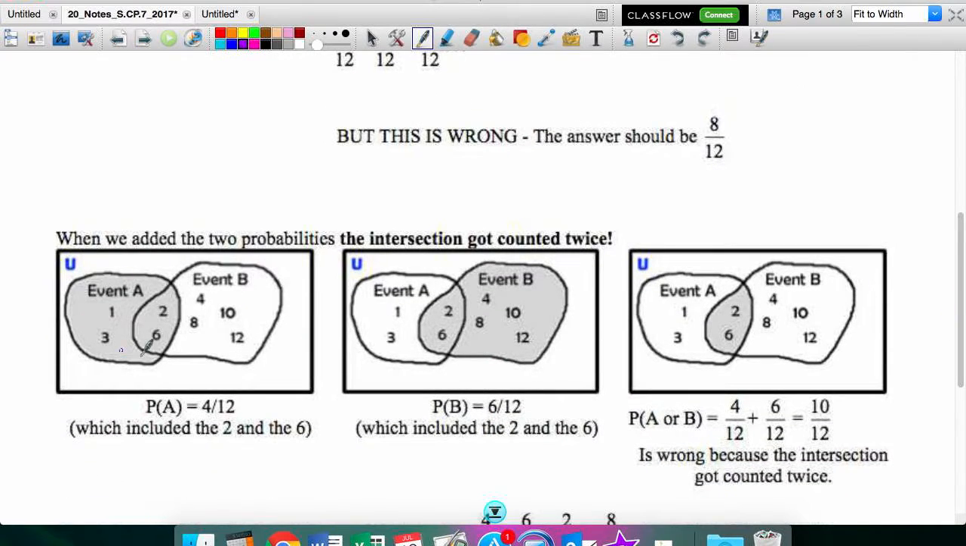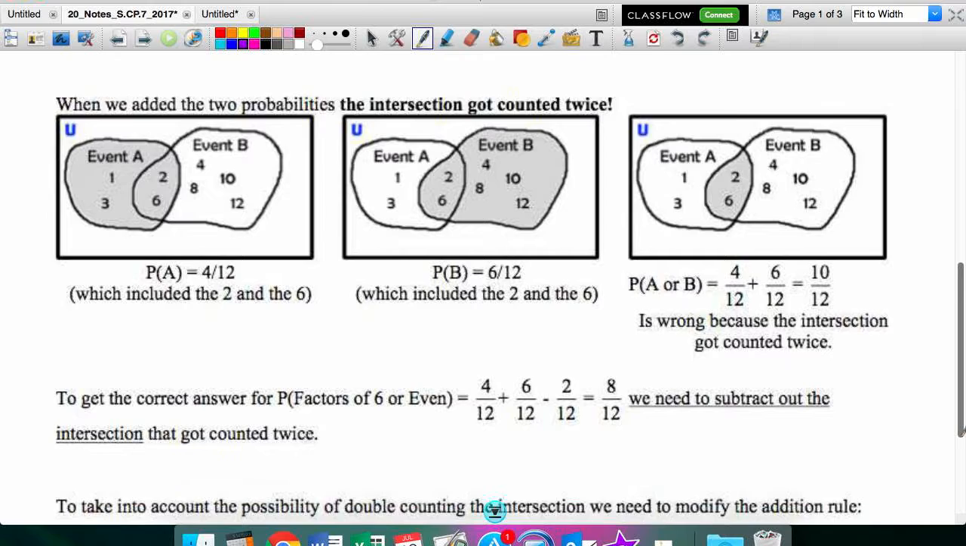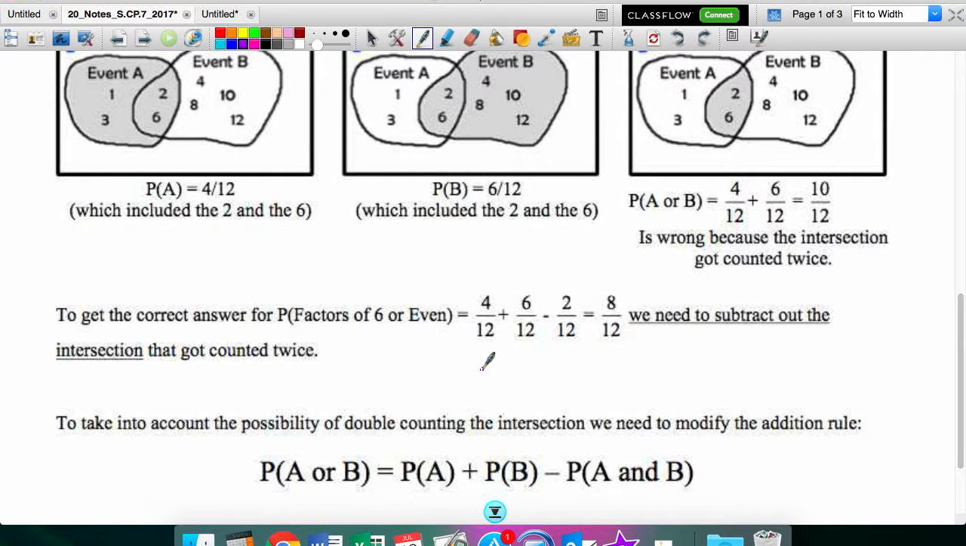When we counted event A, we counted 4 outcomes, 1, 2, 3, and 6. When we counted B, we were counting 6 events. But if you notice, we counted 2 and 6 twice. So we were actually double counting any of the values in the intersection. So we need to account for this by taking away the intersection value. So if we were to take 4 twelfths plus 6 twelfths and then take away the 2 twelfths in the intersection, we would get the correct union probability of 8 out of 12.